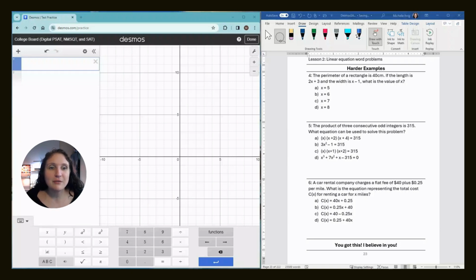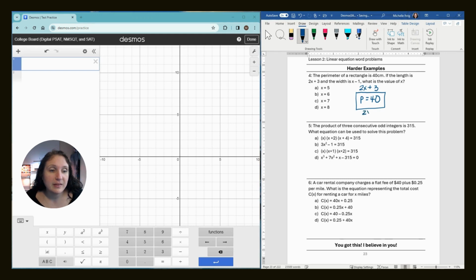Okay, let's look at number 4. The perimeter, if you have my book, I'm on page 23. All right, the perimeter of a rectangle is 40 centimeters. So I'm going to start off by drawing myself a rectangle. I'm going to put P equals 40. It's not drawn to scale, it's just a sketch. It says the length is 2x plus 3.